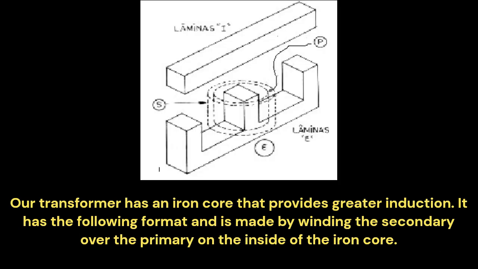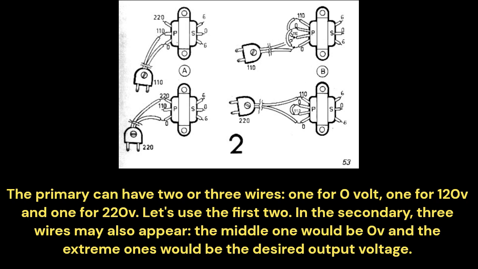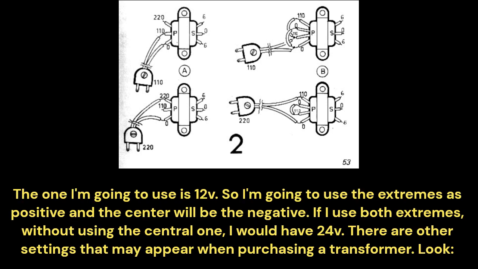Our transformer has an iron core that provides greater induction. It has the following format and is made by winding the secondary over the primary on the inside of the iron core. The primary can have 2 or 3 wires. One for 0 volt, one for 120V and one for 220V. Let's use the first 2. In the secondary, 3 wires may also appear. The middle one would be 0V and the extreme ones would be the desired output voltage. The one I'm going to use is 12V. So I'm going to use the extremes as positive and the center will be the negative. If I use both extremes without using the central one, I would have 24V.